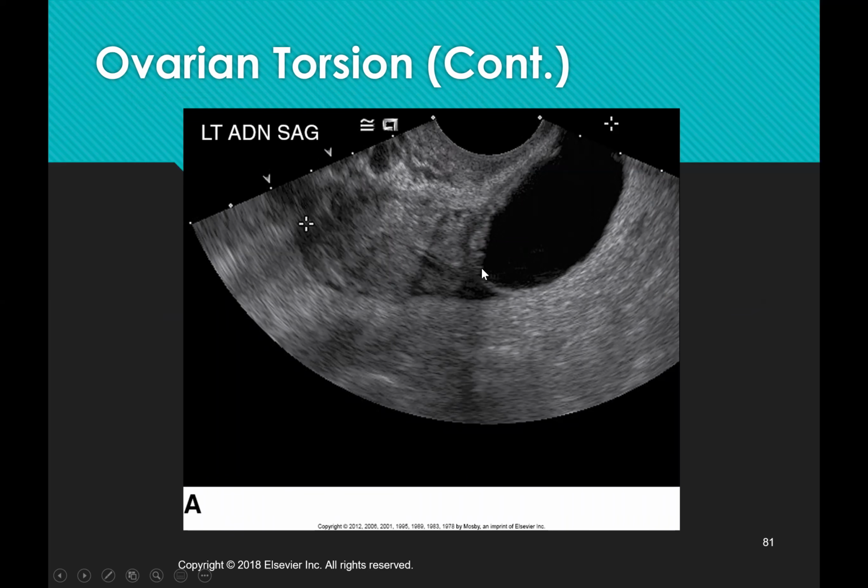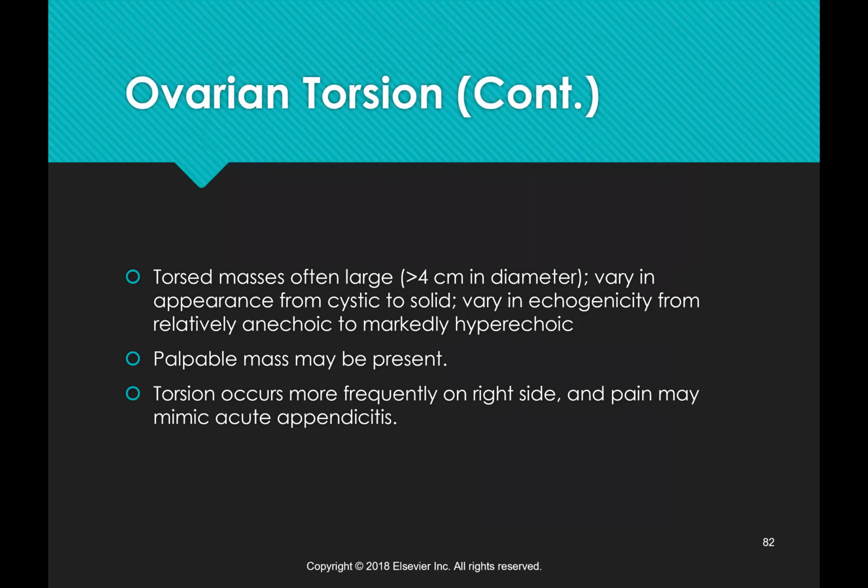Okay, here's the ovary here. It just doesn't look pretty anymore. And then you have a cystic mass, which is probably the cause of the torsion. Torsed masses are often large, greater than 4 centimeters. A palpable mass may be present, and torsion occurs more frequently on the right side.